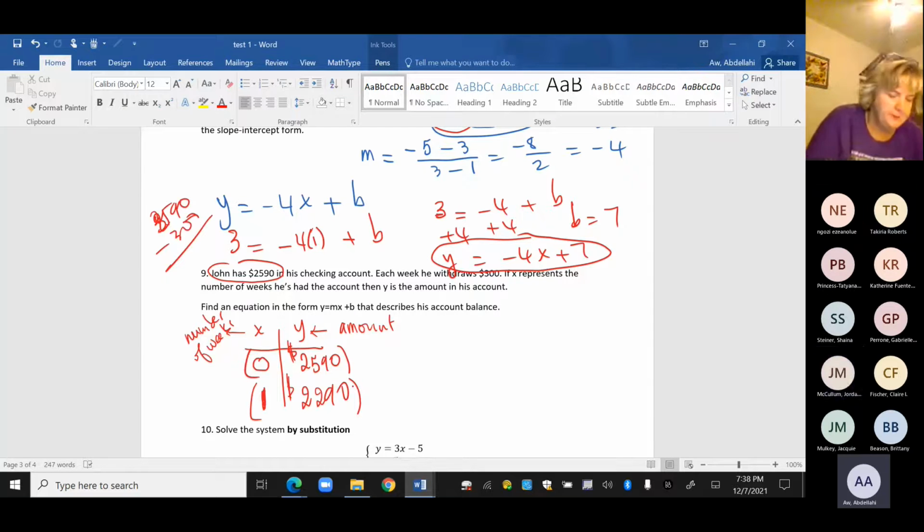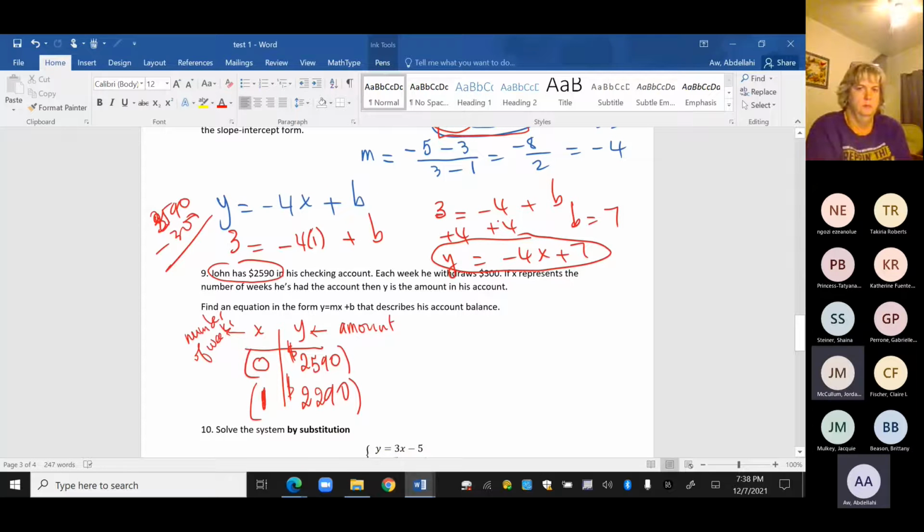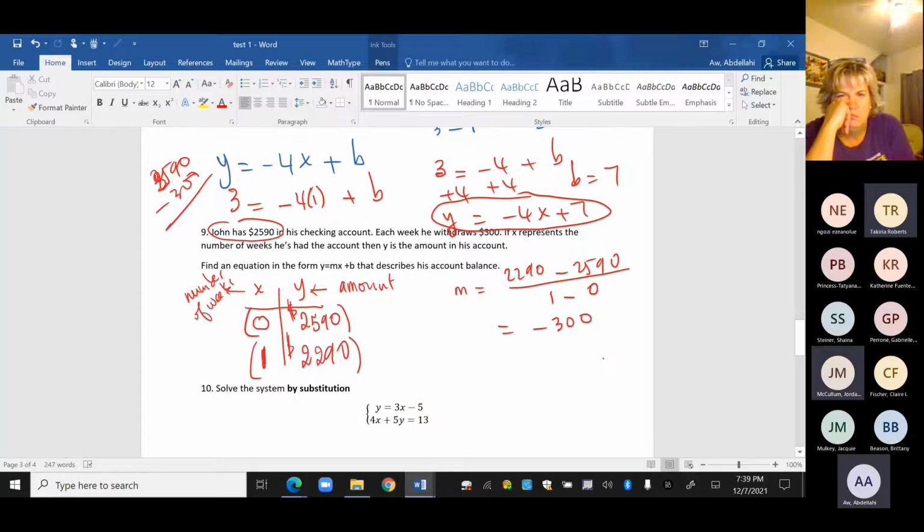Just like here, just like this one. The only thing is this one, the numbers don't mean anything. The numbers are just 1, 3, 3, -5. But here, the numbers mean something. X is the time and Y is the balance, right? That's the only difference. So what is the slope? The M is going to be the difference of the Y's, 2290 minus 2590 over the difference of the X's, 1 minus 0, right? Which is -300. That is the slope.